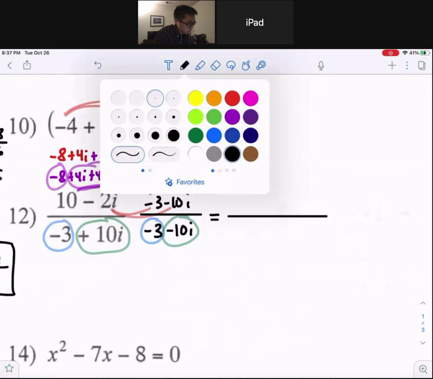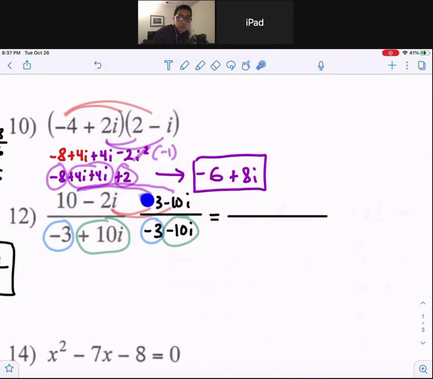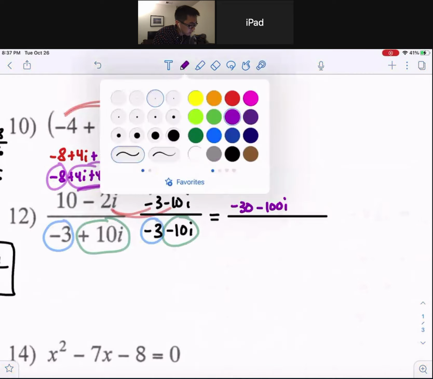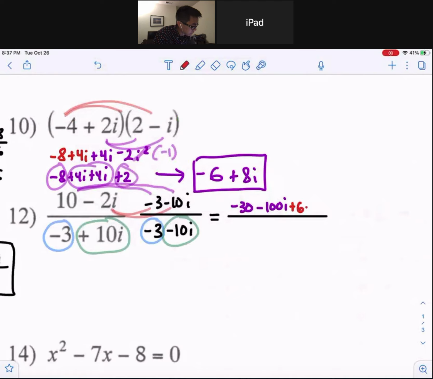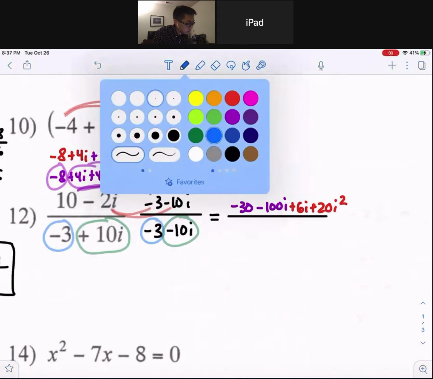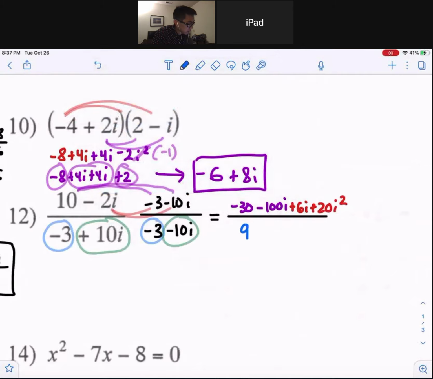Okay, so let's do this. 10 times negative 3, negative 30. 10 times negative 10i, negative 100i. Negative 2i times negative 3, you guys, that's positive 6i. And negative 2i times negative 10i, you guys, that's 20i to the second power. Okay, blue times blue, it's positive 9. Green times green, negative 100i to the second.